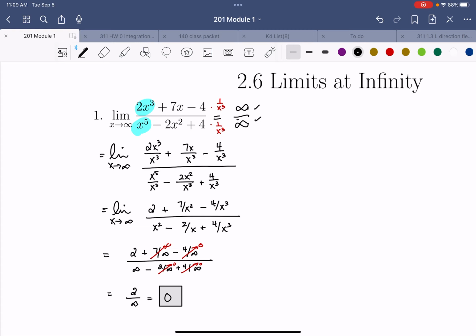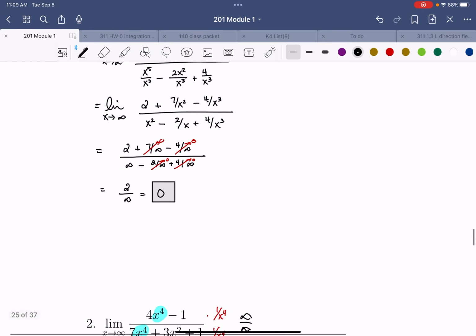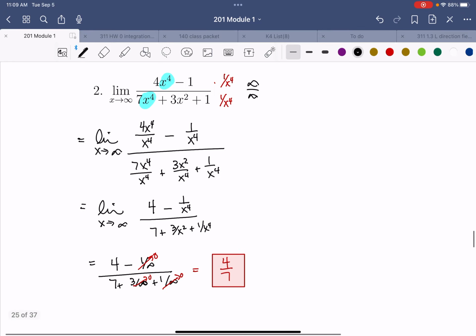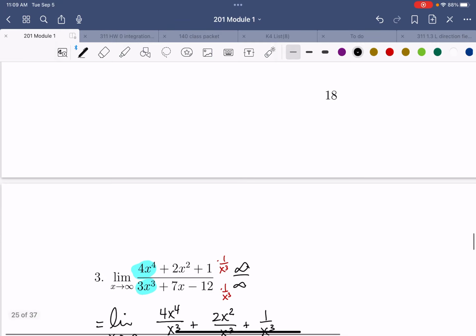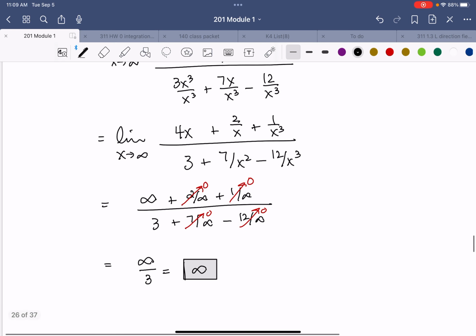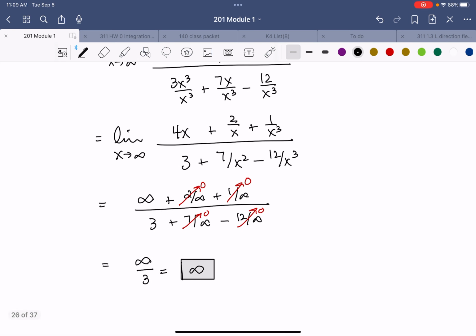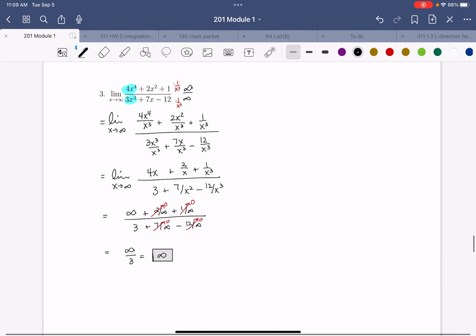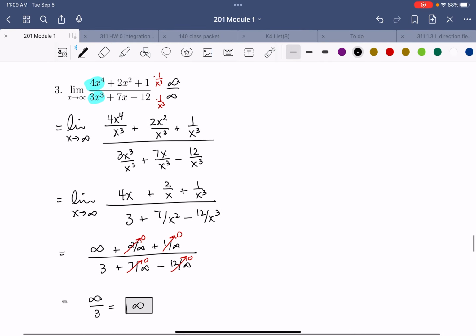So what we can start to do is to make some shortcut rules about what our answer is going to be based on what those powers are. And you can tell right away when you have more on the bottom, it's 0. When they're balanced, it's the number in front of your leading coefficients. And when you have more stuff or more power on the numerator, it ends up going off to positive or negative infinity.